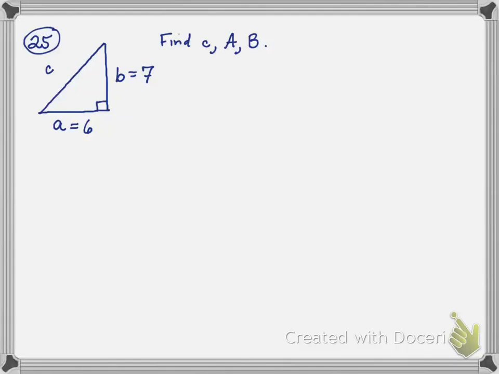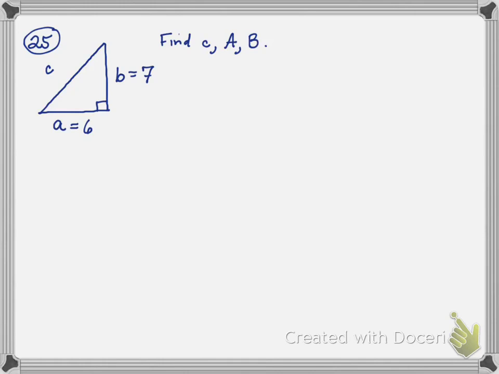This is question number 25 on the Trig Final Exam Review. You're given the triangle where side A equals 6, side B equals 7, and side C is unknown. It also tells you to find side C, angle A, and angle B.